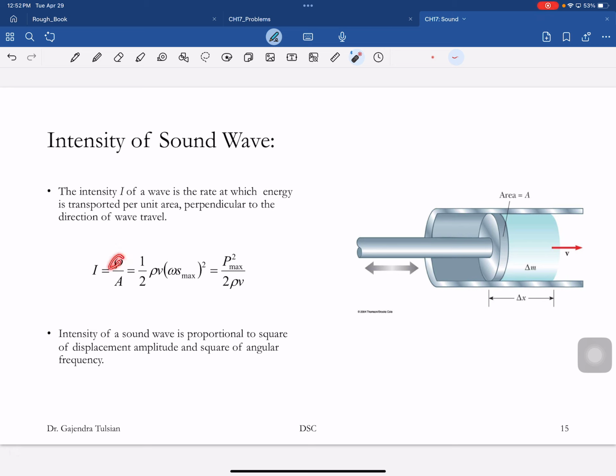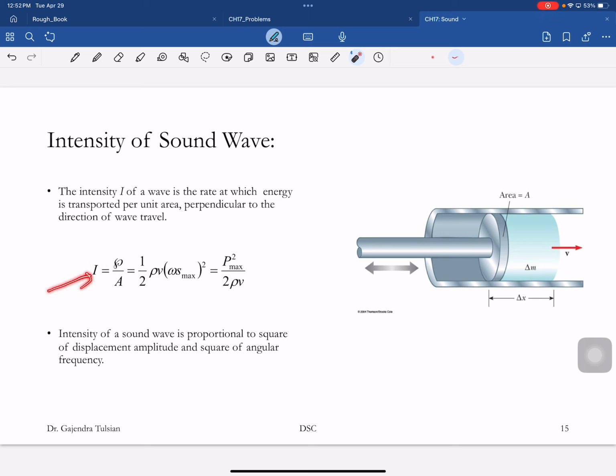Intensity is the power per unit area. So if this is 1 meter square, 1 meter square is roughly the size of that table. You have to cut it and make it into a square. 1 meter square is that much. So intensity is the energy passing through 1 meter square per second. That's the intensity of sound.